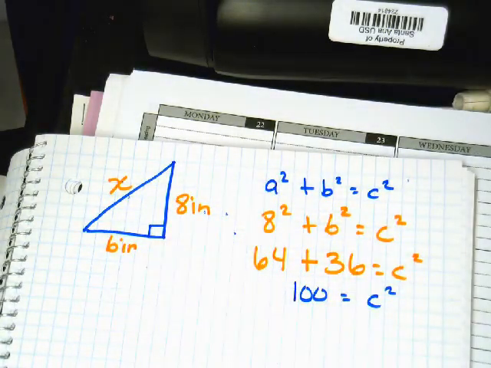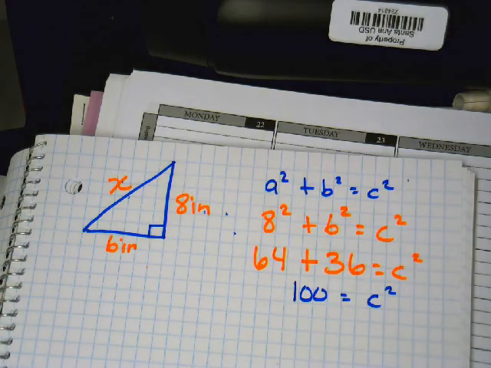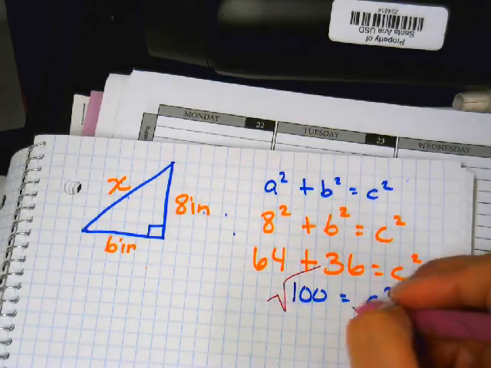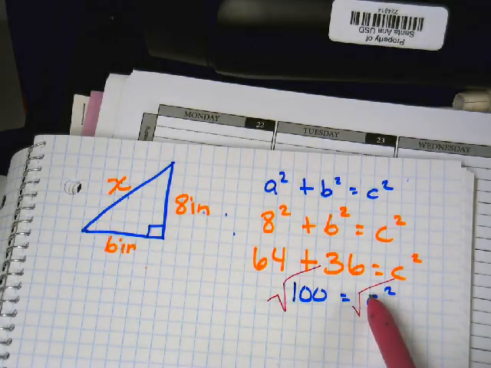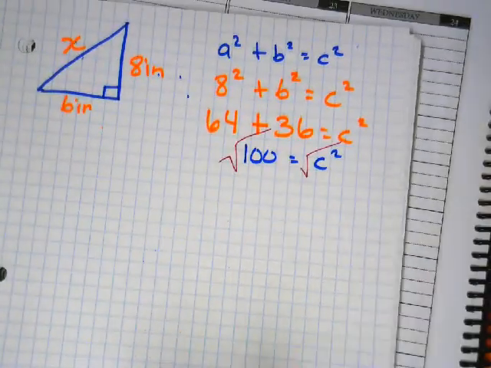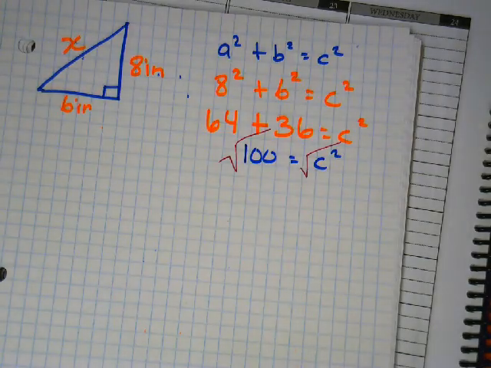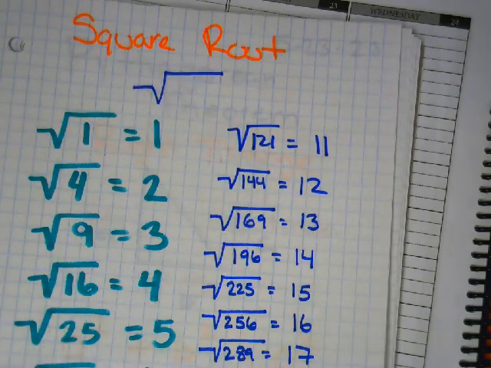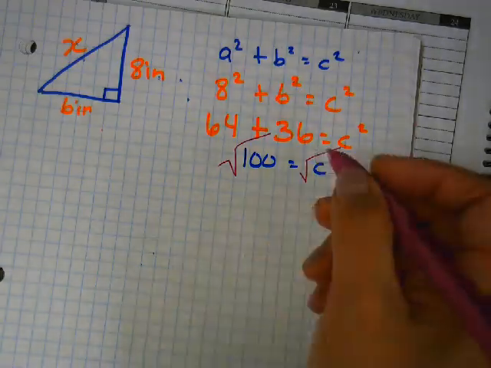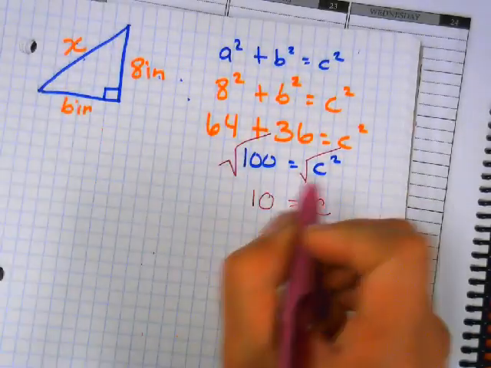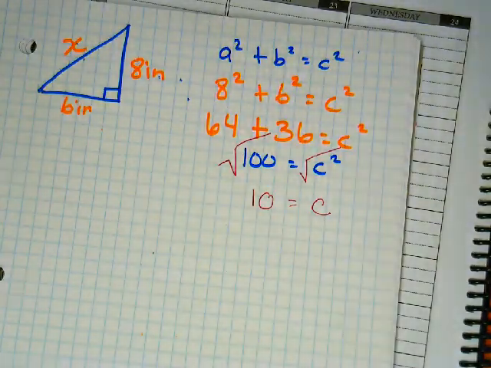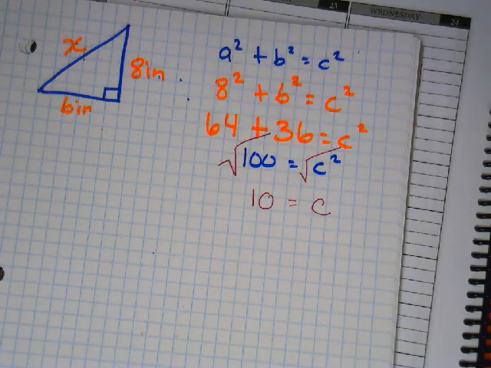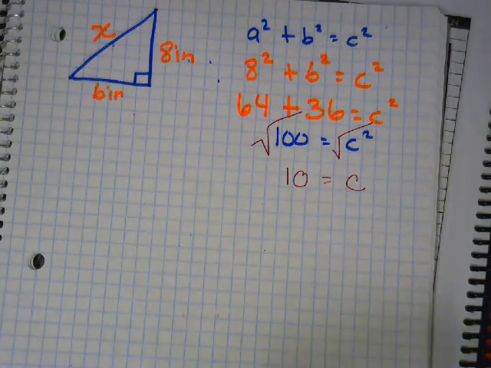What's our very last step? Square root. It's the opposite of a square. I need to see when you're showing me your work that you're square rooting. Now look at your chart. Some of you do have these memorized, which I love. You're going to find the square root of 100. And the square root of 100 is? 10. So 10 is equal to c. We okay? All right, one more.